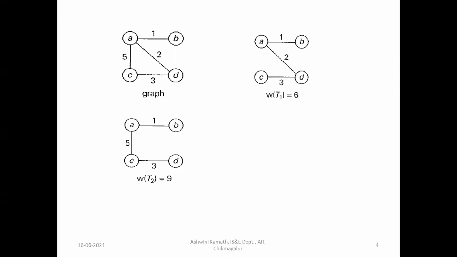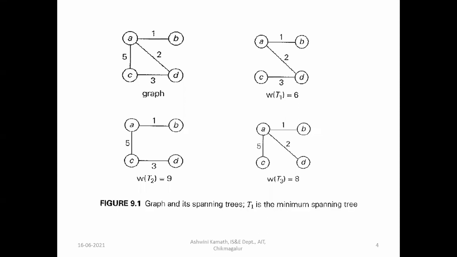Then consider this spanning tree. In this spanning tree, we have removed edge A to D. When we add the weights of all the edges present in it, it will be 1 plus 5, 6, 6 plus 3, 9. So the weight of spanning tree T2 is equal to 9. Then consider this tree. Here C to D is removed to remove the cycle from the spanning tree. Here A to B 1, 1 plus 2, 3, 3 plus 5, which is equal to 8. Now we have to select the one which has the lowest cost. Which is the tree that has the lowest cost? It is T1. So spanning tree T1 is the minimum cost spanning tree.